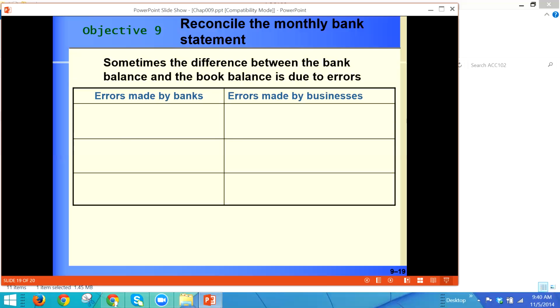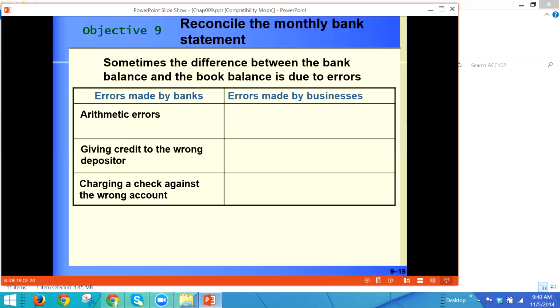So sometimes there's a difference between the bank balance and the book balance, and sometimes that difference is due to errors. So errors made by the banks. Well, they can be math errors. They can give credit to the wrong depositor. And they can charge a check against the wrong account. And errors made by businesses.